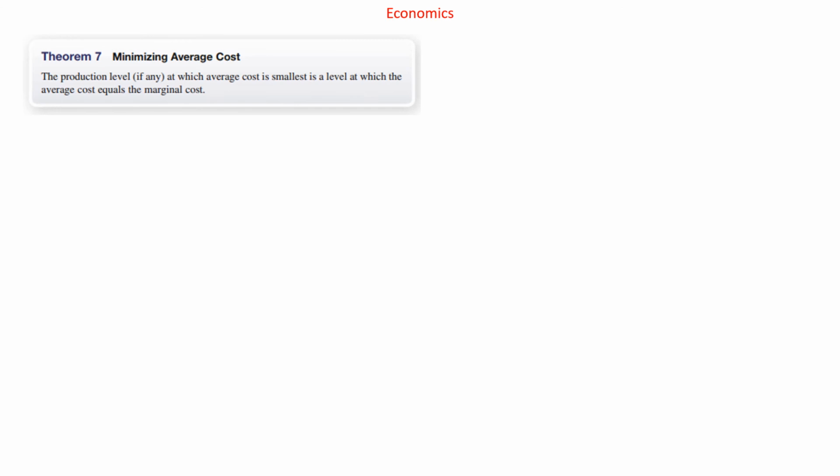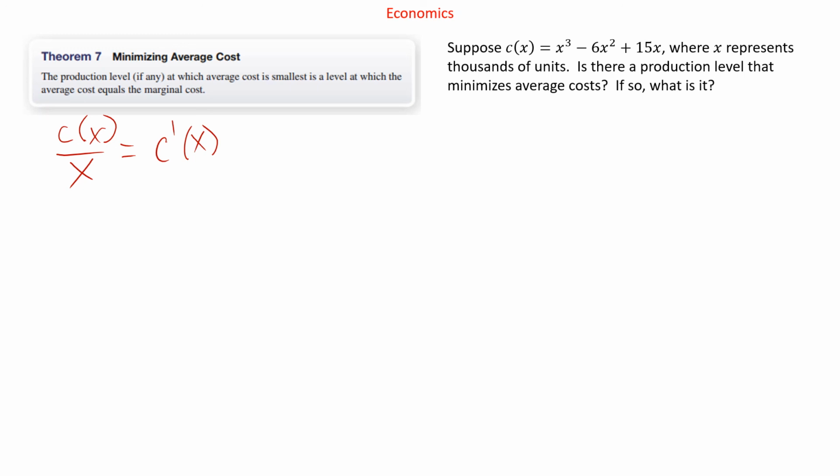And the last one, minimizing the average cost. It says the production level, if any, at which the average cost is smallest is a level at which the average cost equals the marginal cost. The average cost, C of x divided by x, we need that to equal C prime of x. That's the marginal cost. So suppose C of x equals x cubed minus 6x squared plus 15x, where x represents thousands of units. Is there a production level that minimizes the average cost? If so, what is it?